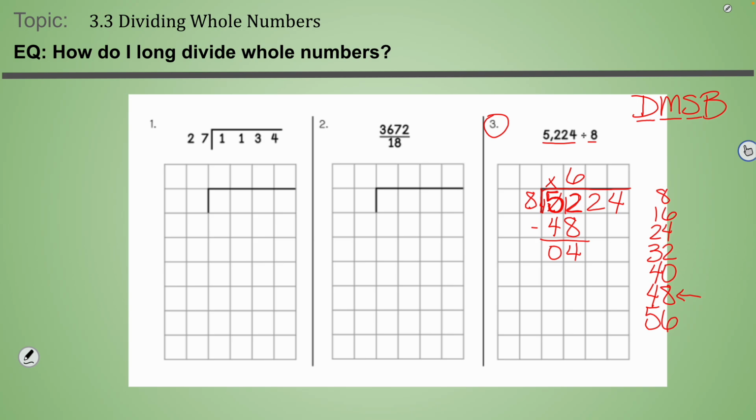And then I ask myself, is 4 bigger than 8? Because if it is, I have to erase and go back. Make sure you're using a pencil. But since it isn't, now I can bring down. I only bring down 1 digit at a time.